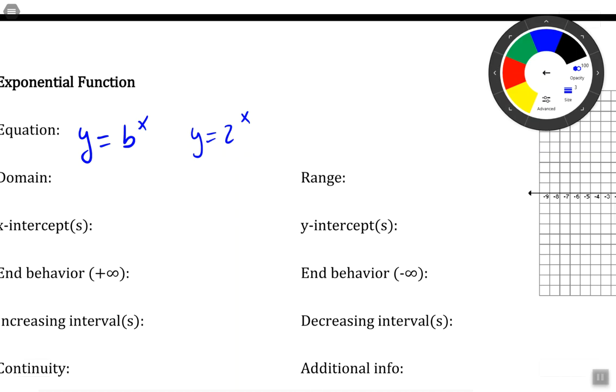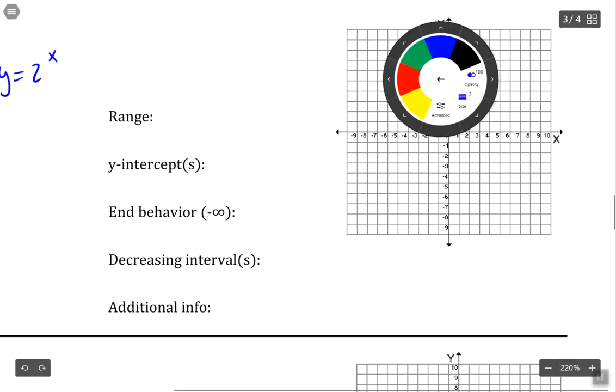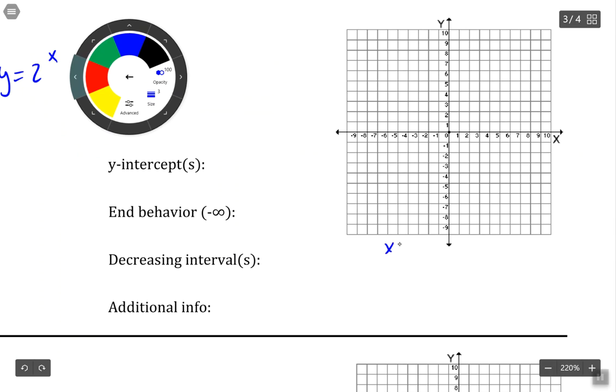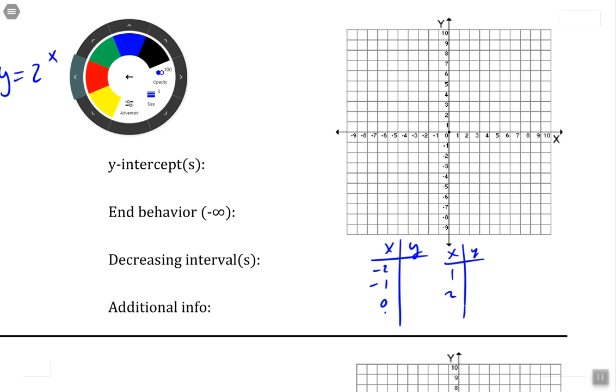So let's do the positive ones first. We're going to make a little table over here. We're going to do x and y. And we're going to do my favorite numbers: -2, -1, 0, and then I'm going to make another table here to make it easy: 1 and 2. Let's start with 2. It's an easy one. Remember, my y is equal to 2 to the x power. What's 2 squared? 4. Oh, that means we can do 3 easily. We probably need another point. What's 3? So it's 2 to the 3 power. What's 2 cubed? What's 2 times 2 times 2? 8.